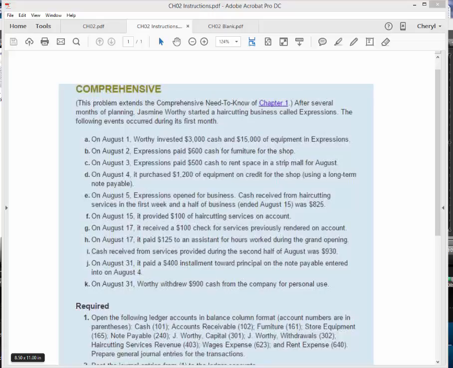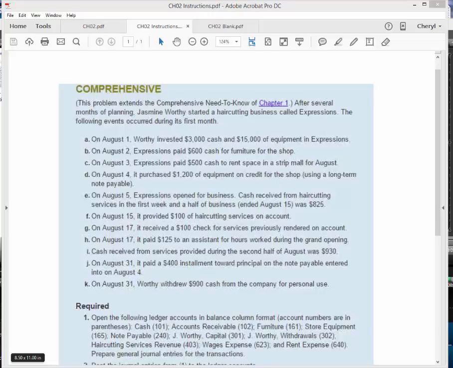So we have cash, which is account number 101, then accounts receivable with a number, furniture with a number, store equipment, notes payable, J. Worthy capital, J. Worthy withdrawals, haircutting services revenue, wages expense, and rent expense. Okay, so those are the only accounts that Expressions has at the moment. So when we're looking at these transactions, we have to use these account titles.